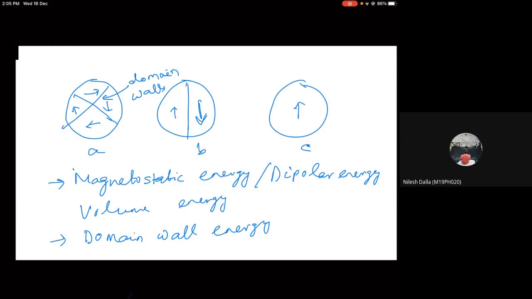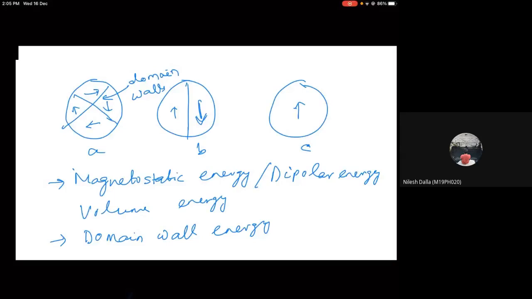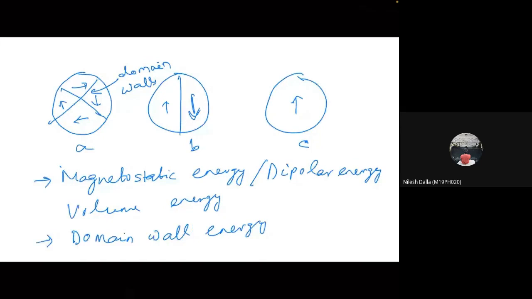So if you compare the energies of a single domain and a multi-domain state for a spherical particle, we see that there will be a contribution known as the magnetostatic energy, or the volume energy, and then you will also have a contribution due to the domain wall as well. One can calculate it by doing some simple calculations.